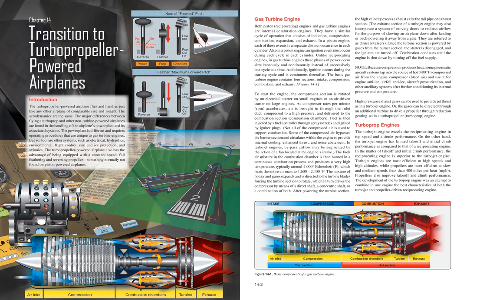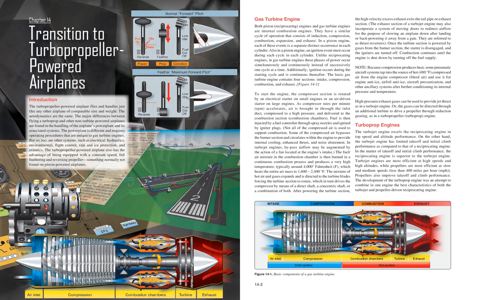The major differences between flying a turboprop and other non-turbine-powered airplanes are found in the handling of the airplane's power plant and its associated systems. The power plant is different and requires operating procedures that are unique to gas turbine engines. But so, too, are other systems, such as electrical, hydraulics, environmental, flight control, rain and ice protection, and avionics. The turbopropeller-powered airplane also has the advantage of being equipped with a constant speed, full feathering and reversing propeller, something normally not found on piston-powered airplanes.